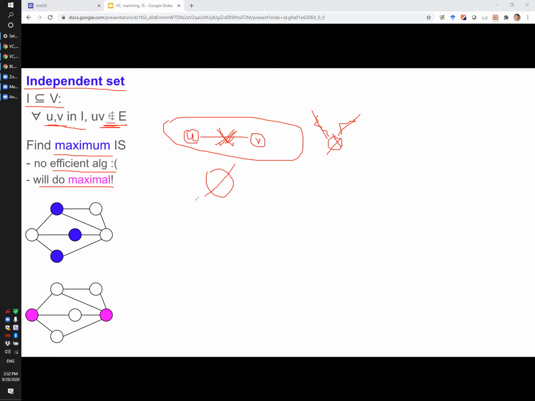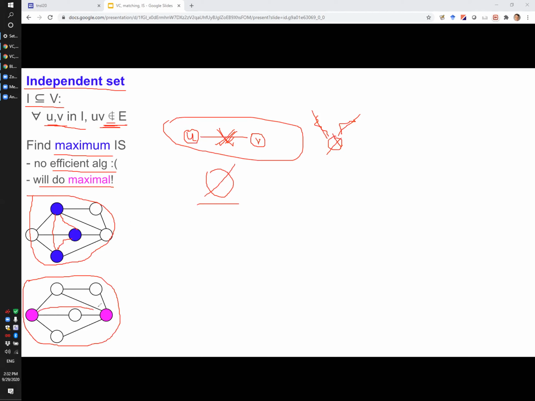You start from the empty set and start adding vertices one by one until you can add no more. And here are two examples on the same graph. These three blue vertices form an independent set. There is no edge between these two, no edge between these two, no edge between these two. So they are an independent set of size 3.